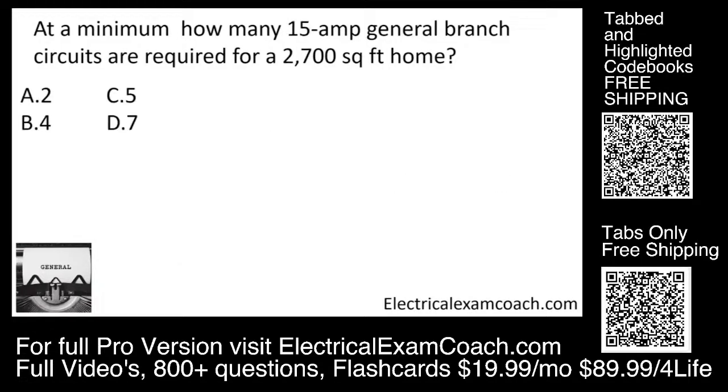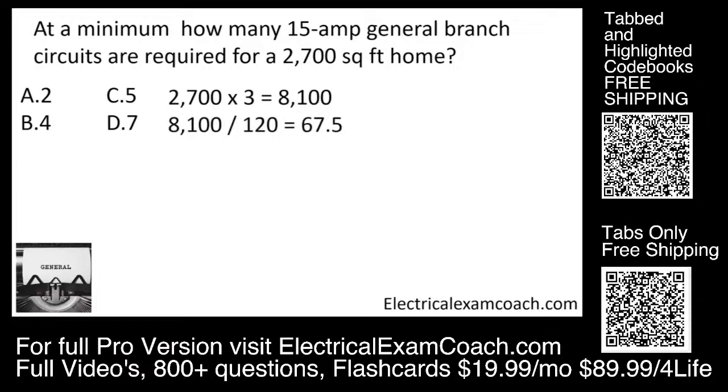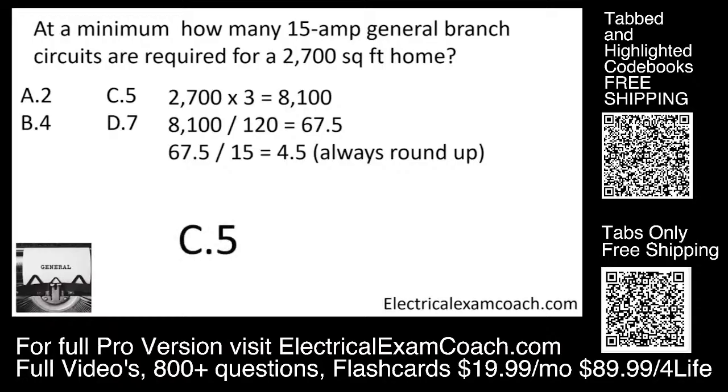At a minimum, how many 15 amp general branch circuits are required for a 2,700 square foot home? The first thing we're going to do is take our 2,700 and multiply it by 3 VAs per square foot. Then we're going to take that and divide it by 120, which is our circuit voltage. Then we take that remainder there and divide it by the size circuit, and in this case, it's 15 amps. It's going to equal 4.5, and we're going to always round up to 5. Now, there are other ways to calculate this, but for me, this is the simplest and one that works every time. And that's what I always want to be able to give to you.